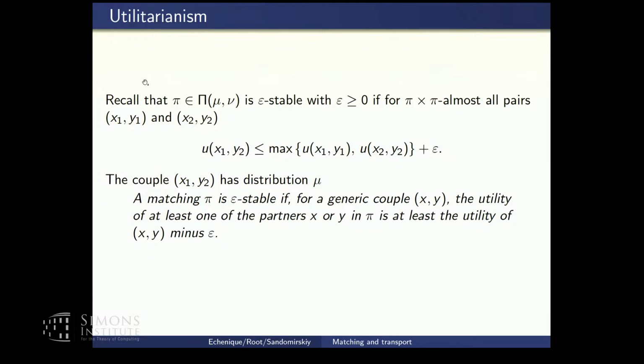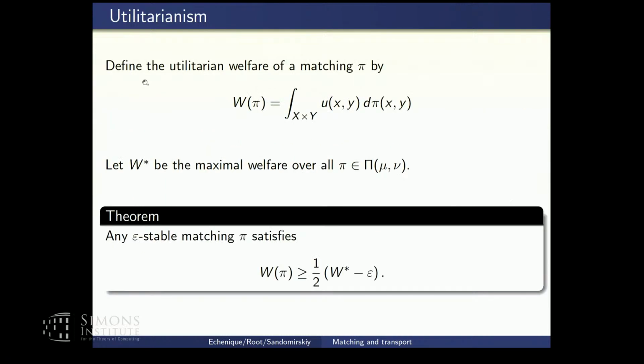I was hoping to show you a little bit of a proof. Okay, so let me tell you about the connection with utilitarianism. And let me just state the result. Maybe this is what Bernard had in mind. So if you're looking at the utilitarian welfare of a matching, and you look at the problem of maximizing utilitarian welfare, then actually any epsilon stable matching satisfies this welfare guarantee that I can achieve at least 1/2 of the optimal utilitarian welfare.